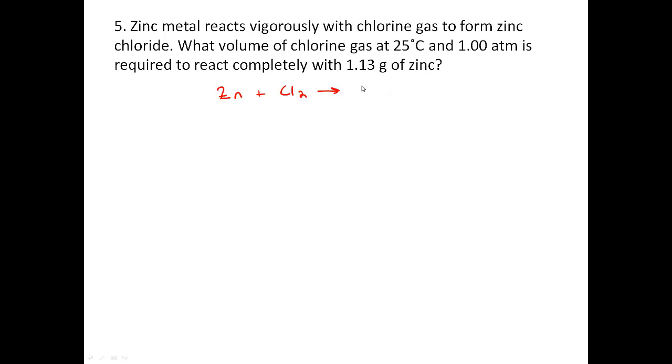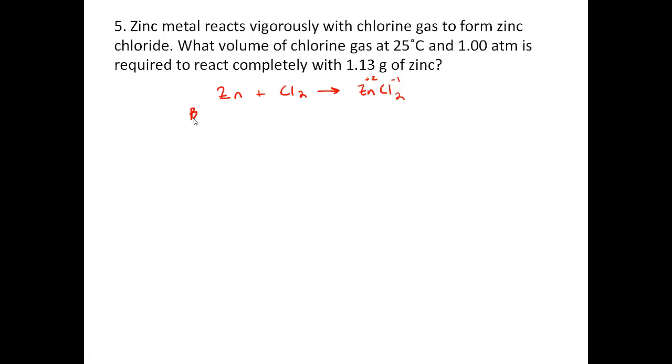Cl2 forms zinc chloride. Okay, now that's zinc chloride, but let's figure out what our charges are. Zinc is always plus 2. Chloride's minus 1. That means I'm going to need 2 chlorides here. Okay, that means we don't have to do much to balance our equation. The question is, what volume of chlorine gas at 25 C and 1 atmosphere is required to react completely with 1.13 grams of zinc?